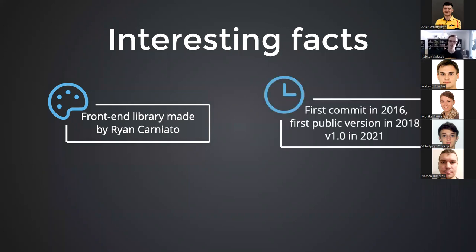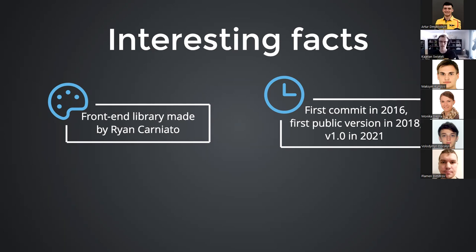From one of Ryan's blogs, I found out that the first commit for SolidJS was made around 2016. From NPM, I got to know that the first public version was released in 2018. And the first version that was considered stable was released in 2021, so a year ago. So it's not that new, not that old of a framework.